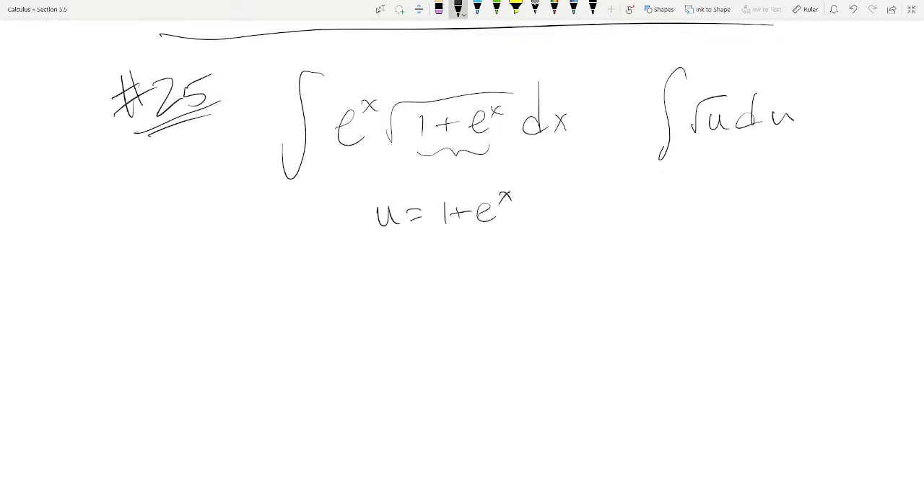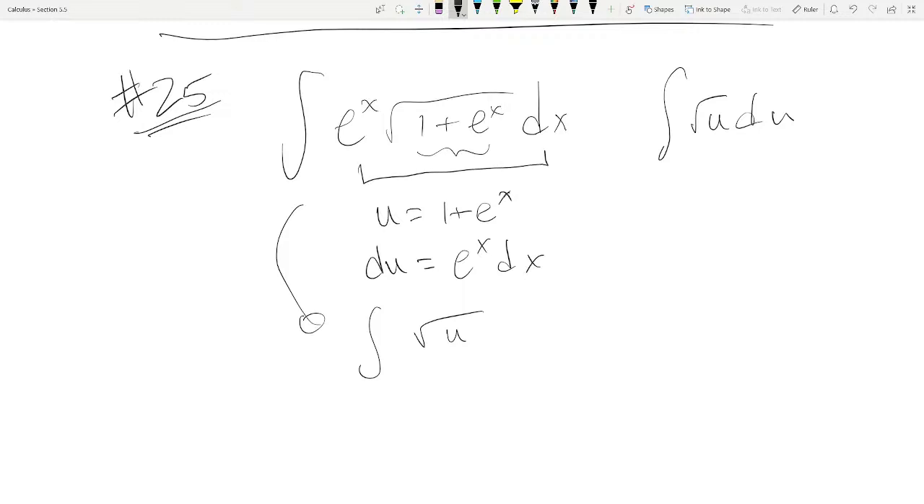Okay, well, once I pick u, du is 0 plus e to the x dx. And I'm going to substitute for everything I see. The square root has a u inside because u is equal to 1 plus e to the x. And then what I have to substitute for, that's what's remaining, the e to the x dx, it's right here already. So that's equal to du. And look at how that just turned into exactly the integral of square root of u.